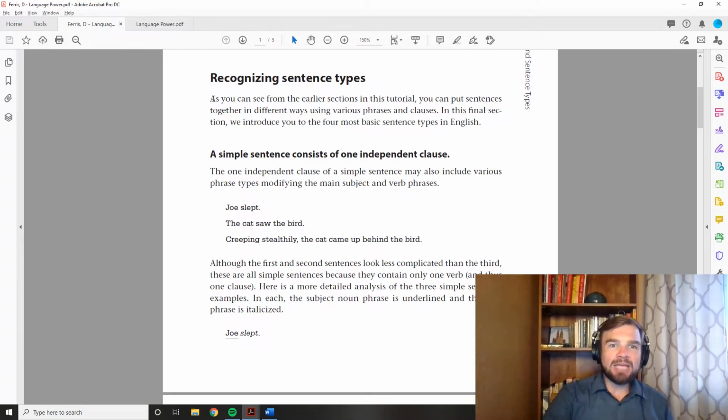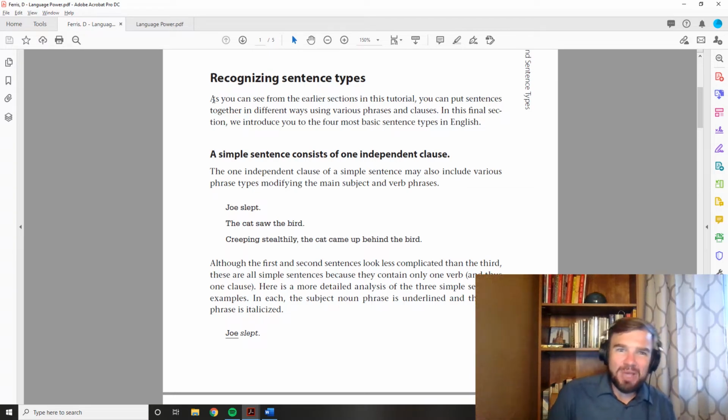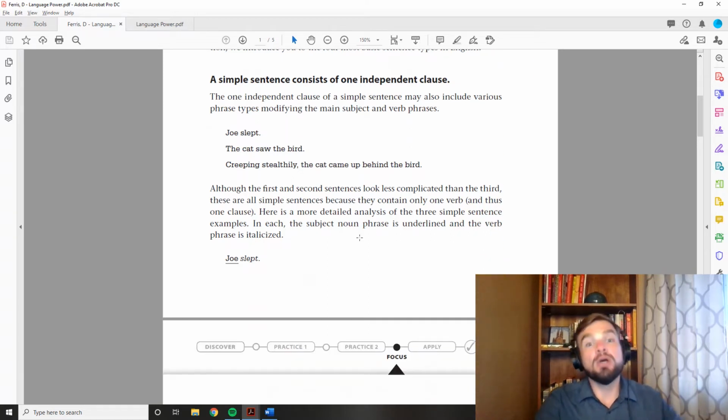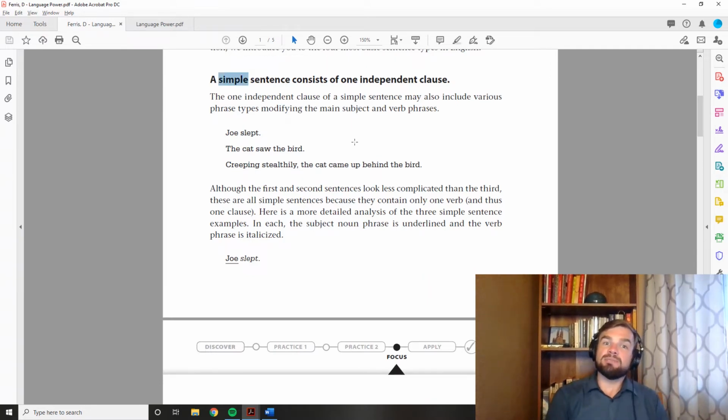So as you can see from the earlier sections in this tutorial, you can put sentences together in different ways using various phrases and clauses. And again, if you don't know what that is, watch the videos I posted. In this final section, we are going to introduce you to the 4 most basic sentence types in English. All right, so type number 1, simple sentence. A simple sentence consists of one independent clause.